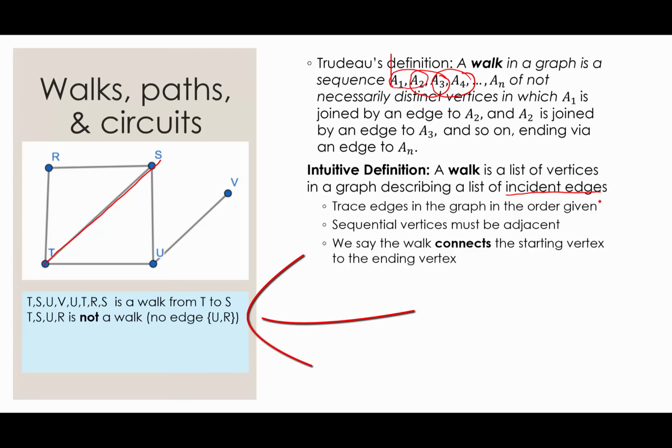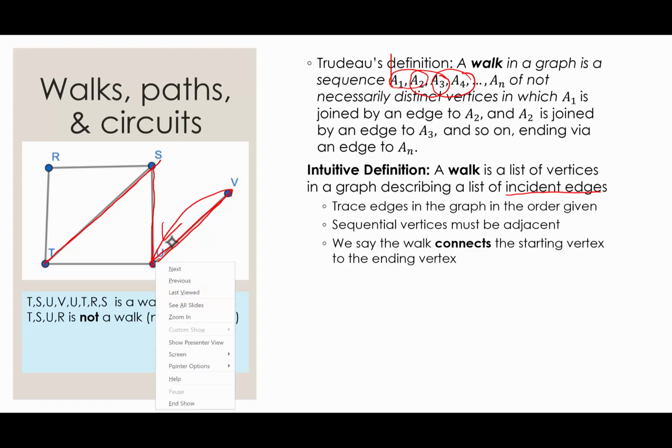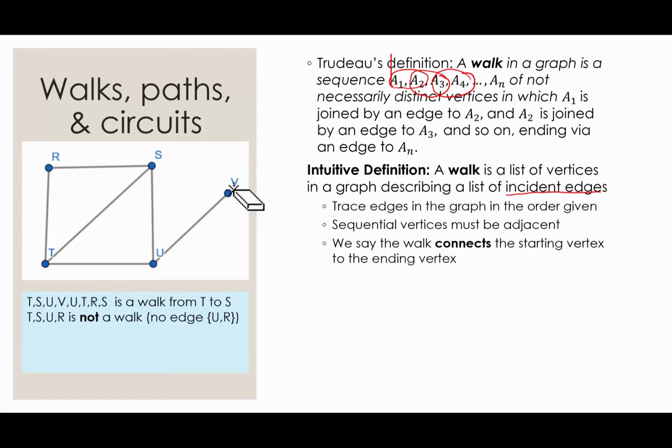Here are two examples. So in this graph on the left, I have TSUVUTRS. Let's trace that out. T to S to U to V, back to U, and that's okay because it's fine to repeat edges. Then to T to R to S. So this is a walk from T to S that actually ended up using and overusing all the edges in my graph. Now, I can contrast that with the second list I have here, which is TSUR.